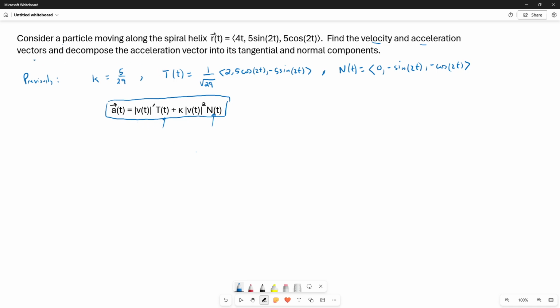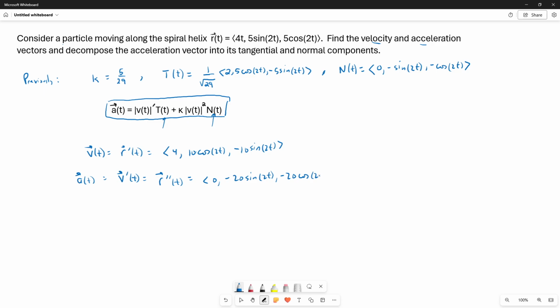So first we'll calculate the velocity vector. The velocity vector is simply r prime of t, and that would be 4, 10 cosine 2t, negative 10 sine 2t, and the acceleration vector is the derivative of the velocity vector, or the second derivative of the position vector for the curve, and that would be 0, negative 20 sine 2t, and negative 20 cosine 2t.